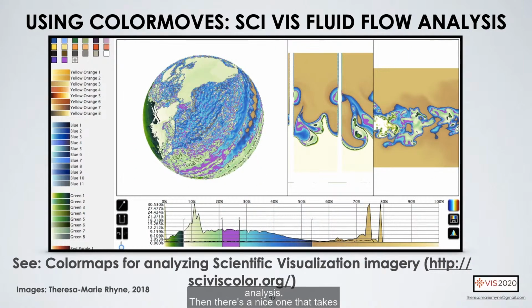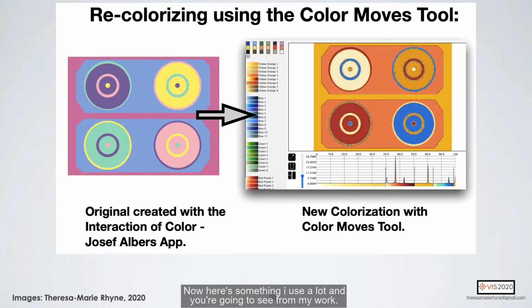Then there's a nice one where you could take in some satellite data and those types of things and come up with some interesting combinations. I kind of like that. Now here's something I use a lot, and you're going to see in the blog. As you know, you can tell I kind of like the Albers app. So I like to use Color Moves just for the fun of it. I like to take it into an Albers app visualization or a color study. I like to pull it into Color Moves and then use the palette functions in Color Moves and create a completely new display and art form, for lack of a better term. And you'll see I'm doing that here.